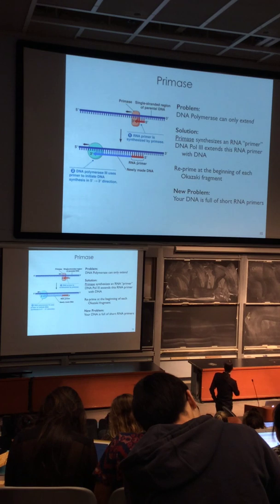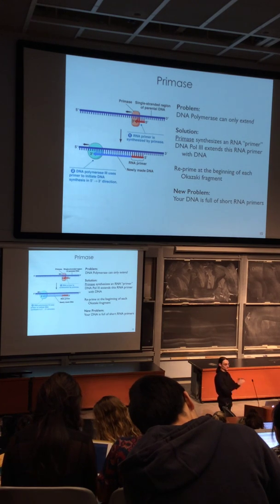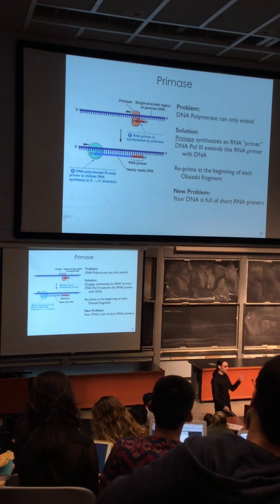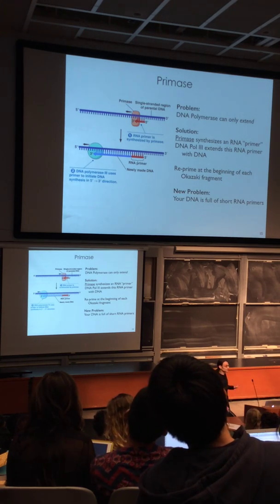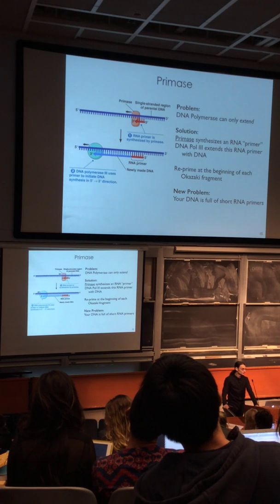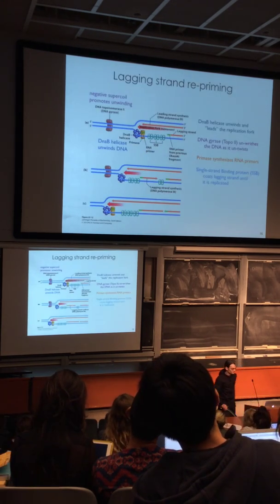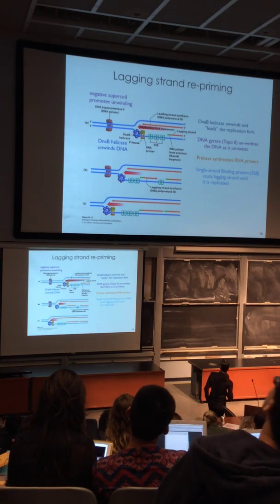Of course, this introduces a new problem, which is that DNA is now full of short RNA primers. Not only is the lagging strand broken up into 1 kb chunks instead of being a continuous piece of DNA, but the beginning of each of those chunks is RNA, not DNA, and you definitely don't want to leave those RNAs in the genome. So in a minute we'll talk about how the cell deals with that problem. I'll just put together a picture of what's happening on the lagging strand.